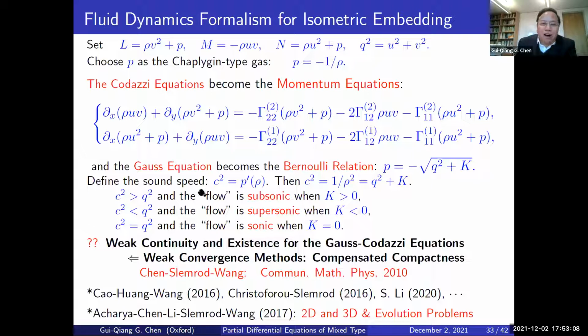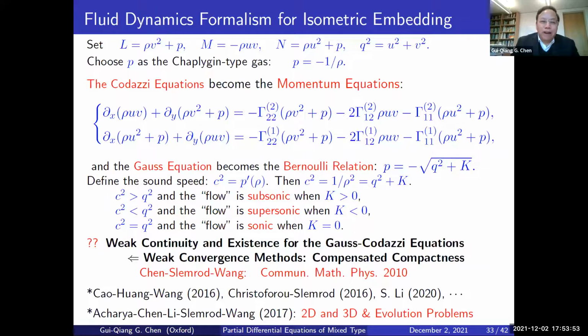Then we also found a nice match: Gauss curvature bigger than 0 matches the subsonic region, and Gauss curvature less than 0 matches the supersonic region. So this is related to the mixed type transonic flow problem. It is really a nice connection between geometry and fluid dynamics. Based on this understanding, we found a way to prove the weak continuity and existence for the Gauss-Codazzi equations through the weak convergence method. And there is quite a lot of activity along this line.